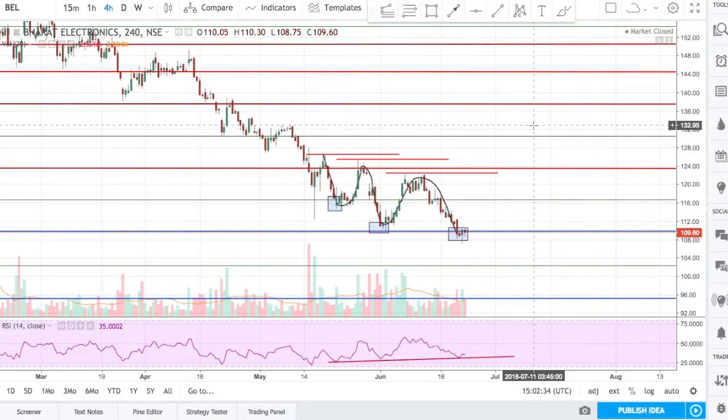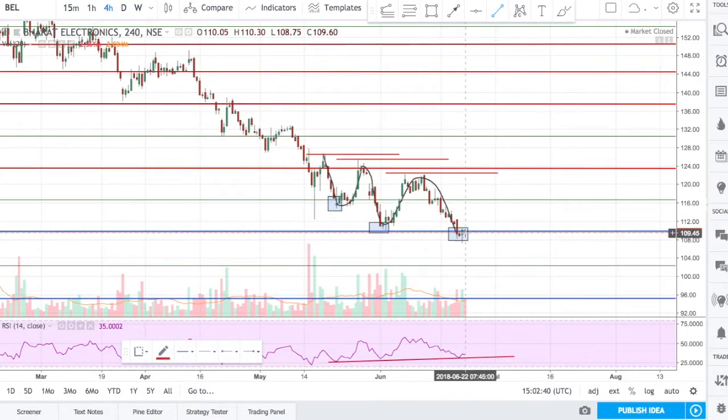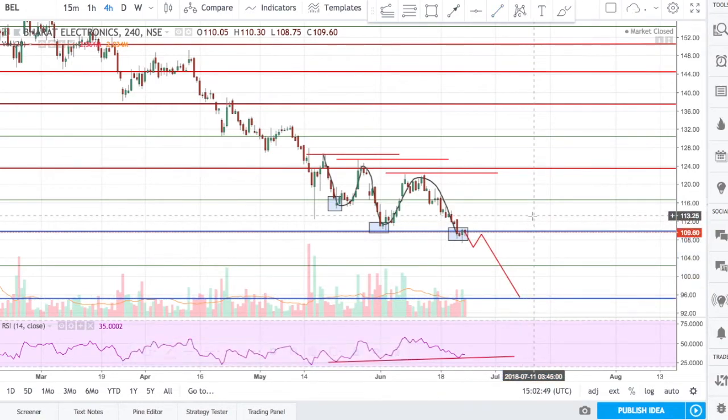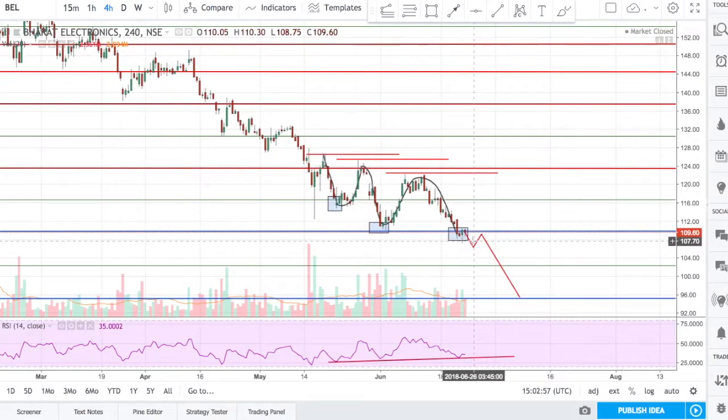Two scenarios can happen from this point. The first scenario is in the next few sessions the price might push like this and push lower. That is a very low probability scenario, and the high probability scenario is for a higher high closing from this point.